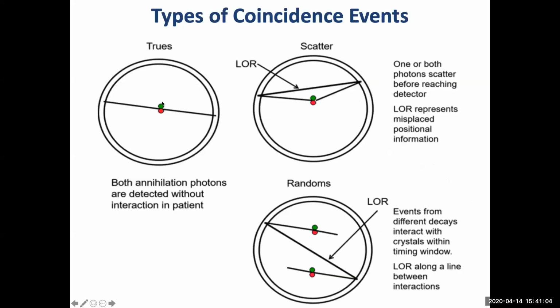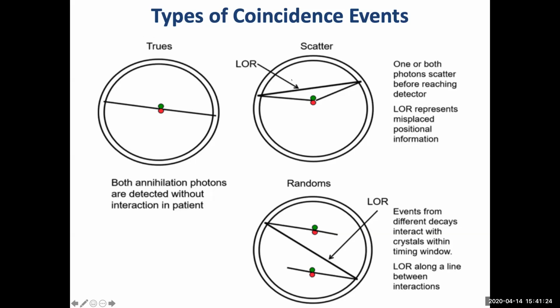This is the true event that we have here: two singles, or two photons, detected simultaneously in two opposite detectors. So both annihilation photons are detected without any interaction with the patient. So this is considered as trues.